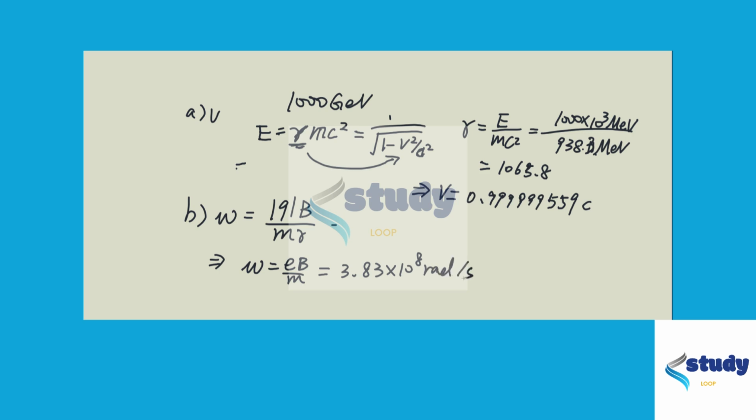And what about the relativistic case? The relativistic case is that we need to consider this, and we do not assume omega to be 1. So if we add omega, which we already found out, 1065.8, we will get a slightly smaller angular frequency of 3.59 times 10 to the 5th radians per second.